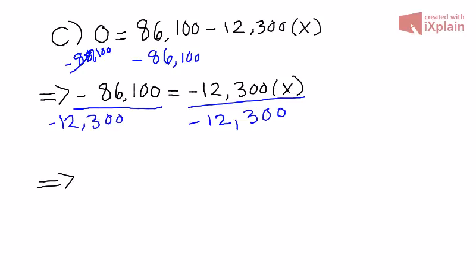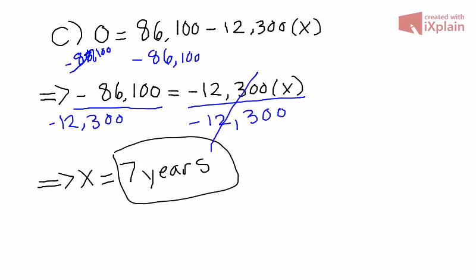Now we go ahead and evaluate that, and all we're left with is x because these cancel over here. So we have x equals, and if you divide these two, that equals 7. So after 7 years, so 7 years later after you first bought the car, it's going to be worth nothing. So that's a pretty bad depreciation value there. Alright, so we can move on to number 2.